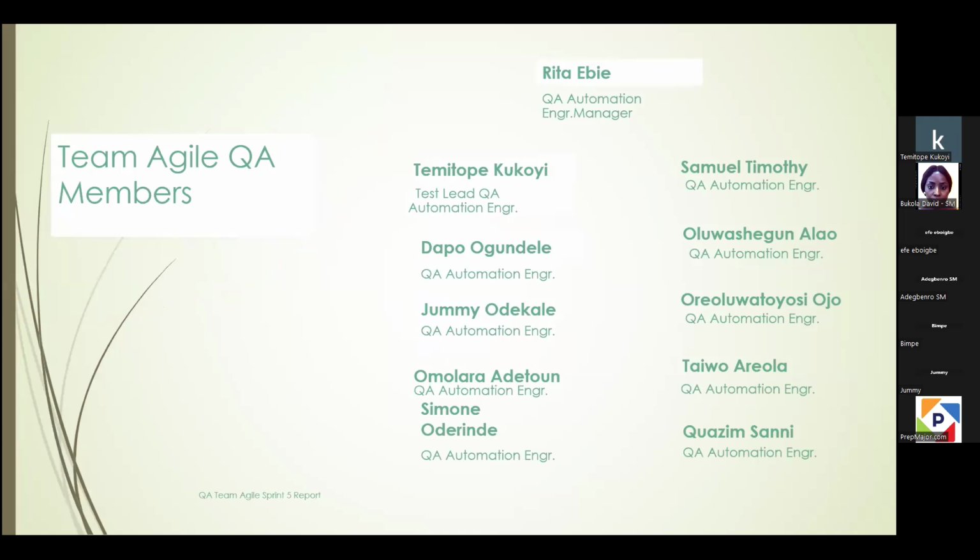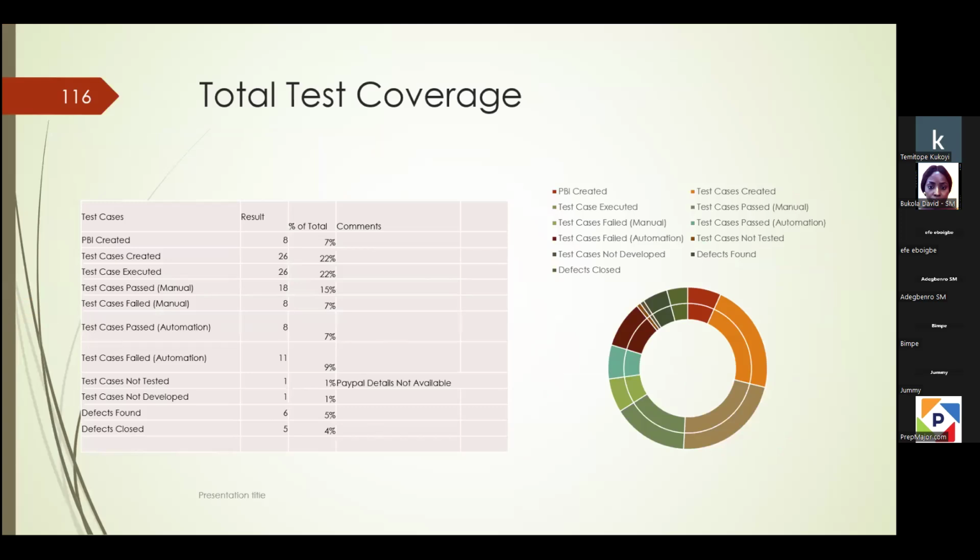Next slide, please. So this is the total test coverage. We had 8 PBIs committed, 26 test cases. The reason why I said 26 test cases was because there are different scenarios in different PBIs. So I totaled everything and put it to 26.